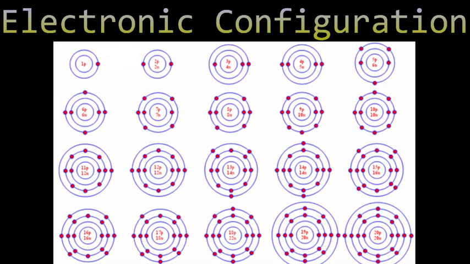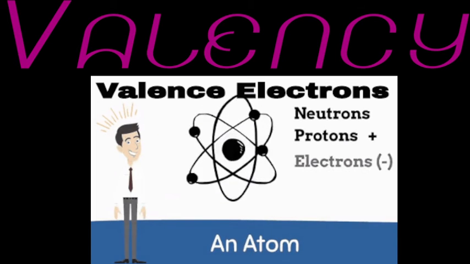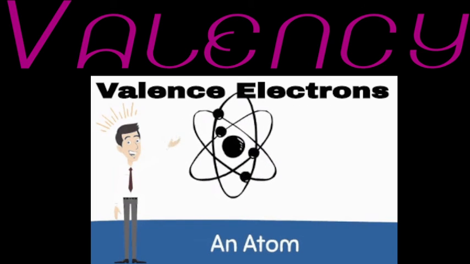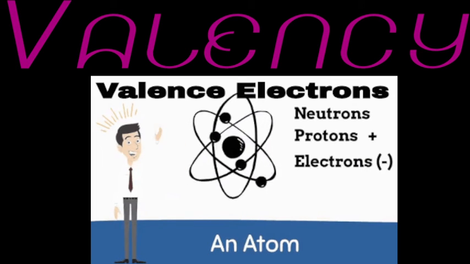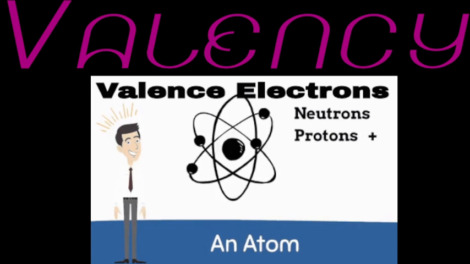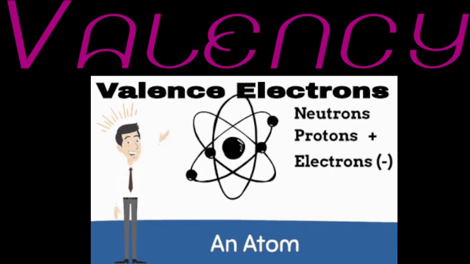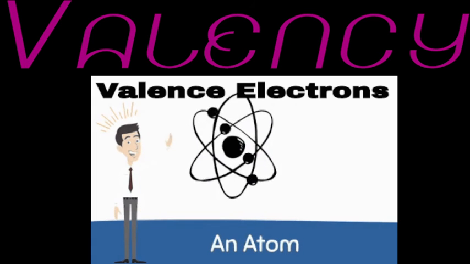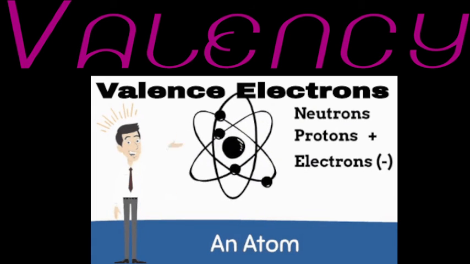Now, valency. Atoms combine with each other to form molecules. If the atoms in a molecule are identical, it is an element. If the atoms are different, it is a compound. The tendency of an atom to combine with another atom to form a molecule depends on the number of electrons in its outermost shell. The outermost shell of an atom is called the valence shell, and the electrons present in the valence shell are called valence electrons.